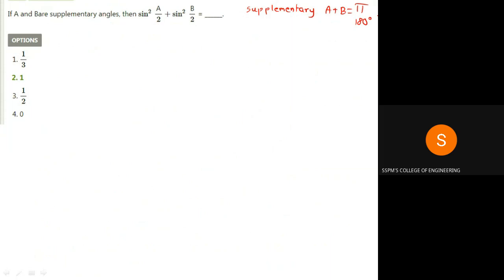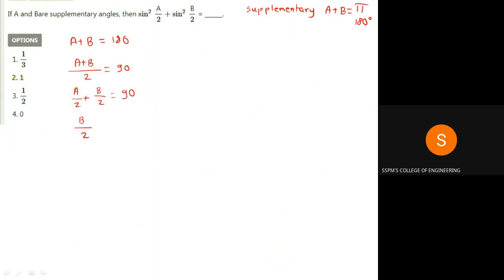Now what is given here? A and B are supplementary angles. So we can write here that A plus B is equal to 180 degree. You can use pi also here, but 180 would be easier. So now if we divide by 2, A plus B divided by 2 is equal to 180 divided by 2, which is 90. If we split the term on the left side, it becomes A by 2 plus B by 2 is equal to 90 degree.